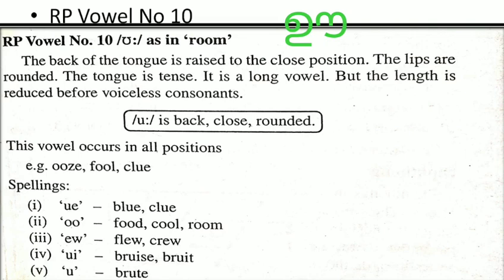Vowel number 10 is /uː/, as in room, as in food. The back of the tongue is raised to the close position. The lips are rounded. The tongue is tense. It is a long vowel, but the length is reduced before voiceless consonants. If a voiceless consonant comes after this vowel, the length will be somewhat reduced. /uː/ is a back, close, rounded vowel. This vowel occurs in all positions: ooze, fool, clue.